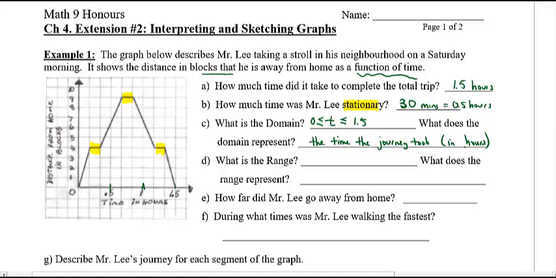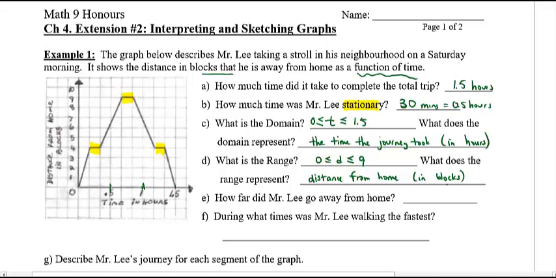Okay, now what about the range? The range in this case goes from 0 all the way to the highest value, which is 9. And what does this represent? Maybe this represents the distance from home, measured, of course, in blocks. Don't know how long these blocks are, but they seem pretty long.